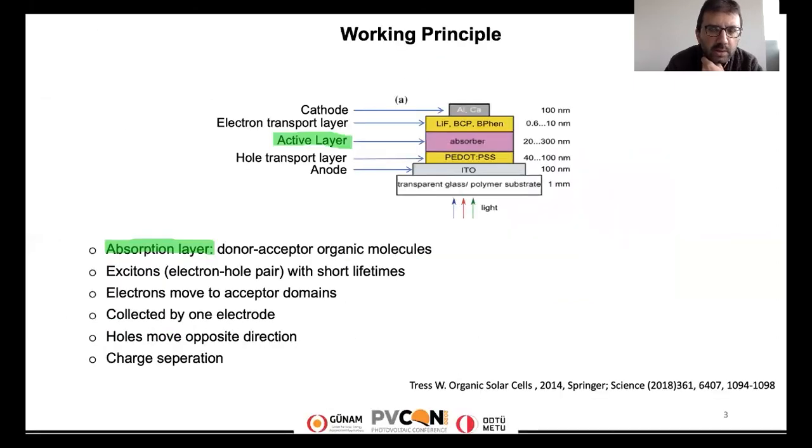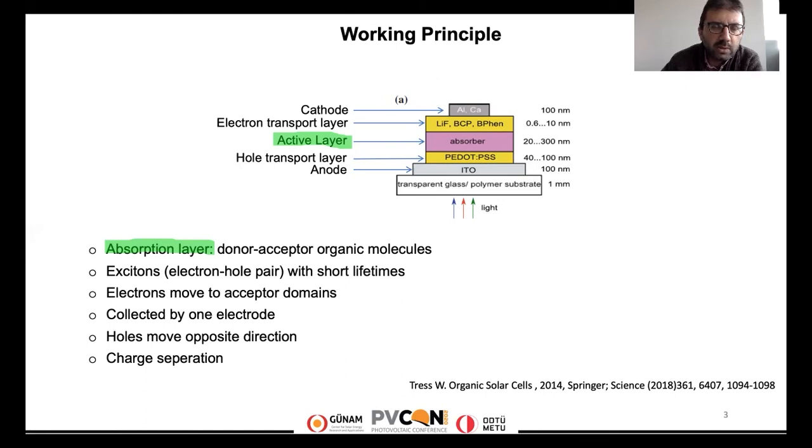Some small information about the working principle. We have an anode and hole transport layer. On top of that, we have the active layer, the electron transport layer, and another electrode. The absorber part is composed of the active layer, which is actually the most important part from our perspective, because we are working at this point. We have been designing and synthesizing absorbing materials. The absorption layer is composed of generally two compounds, donor and acceptor, which both are organic molecules.